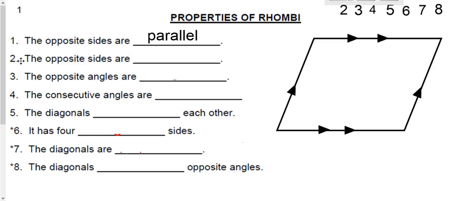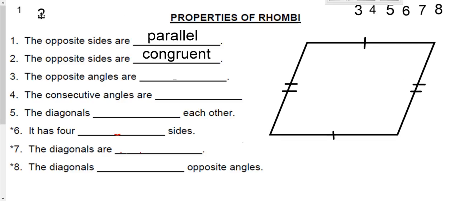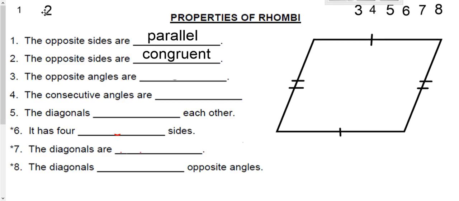On another flap, number two, opposite sides, since it's a parallelogram, are congruent. And we'll see something else about sides. We already saw in the definition that all the sides are congruent. But parallelograms say opposite sides are congruent. So it looks like this right now because it's a parallelogram. But you'll see in number 6, since all four sides are congruent, we'll do that also.